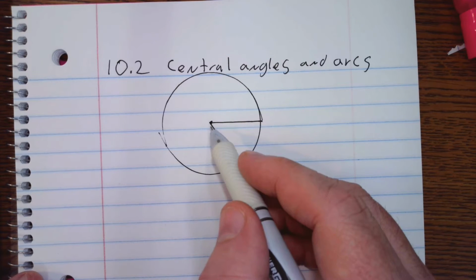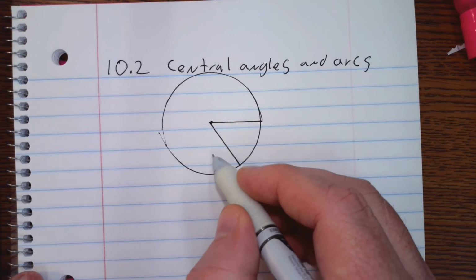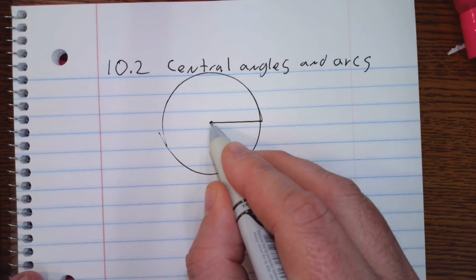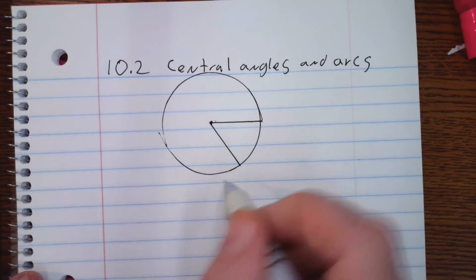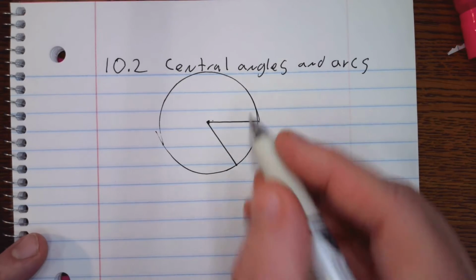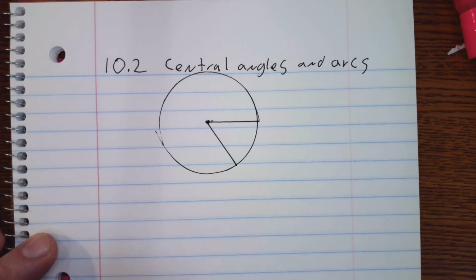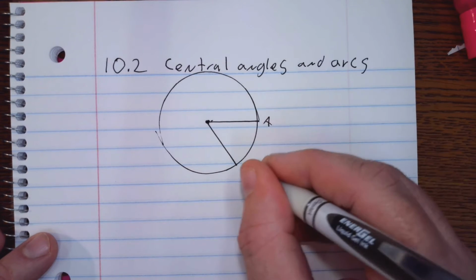So hopefully you figured out a central angle is very simple. It is an angle that starts at the center of the circle. That's why it's called a central angle. We're going to have other angles that are important, but just remember this one starts at the center. Okay, and I'll do it just like the book basically.